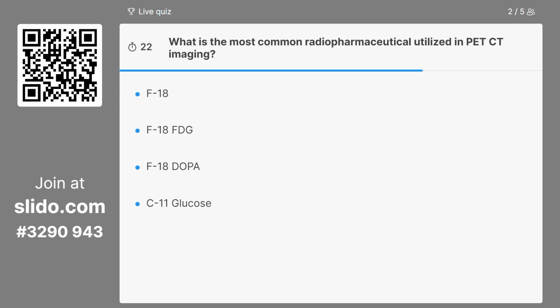Yes, sir. So here is one of the questions: which radiopharmaceutical do you think is most commonly used in PET-CT for imaging?